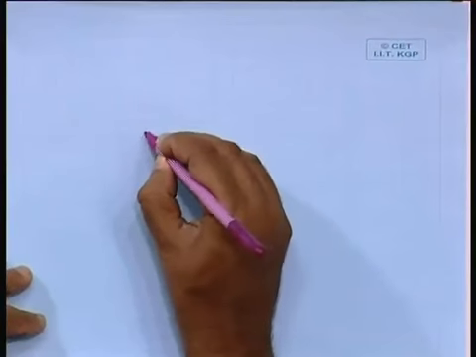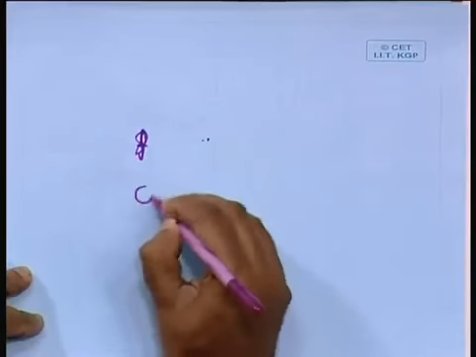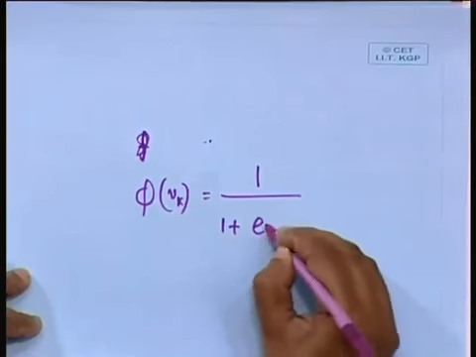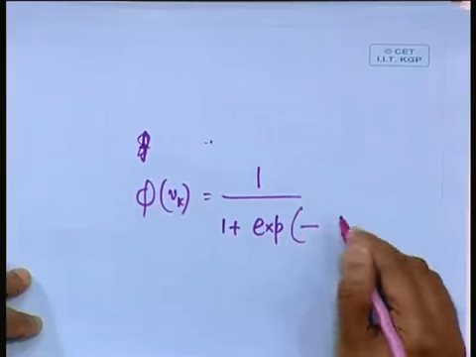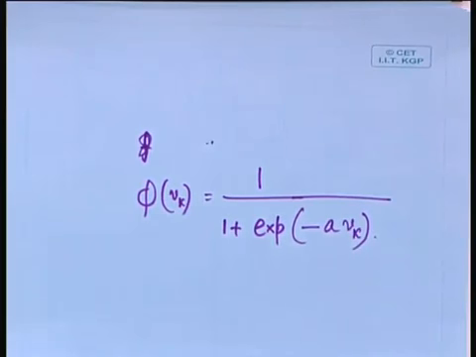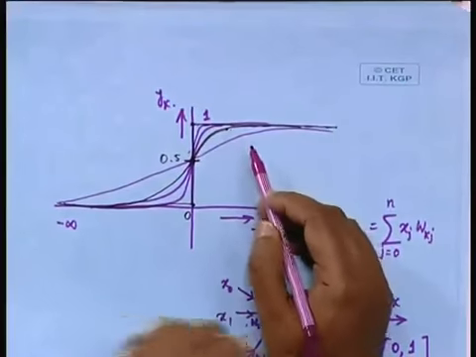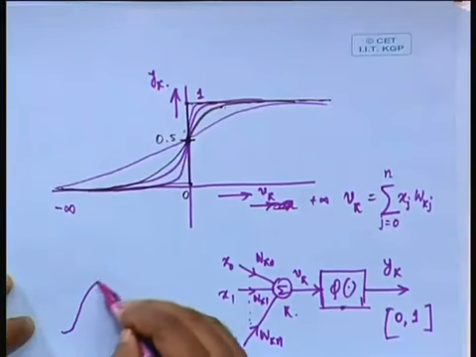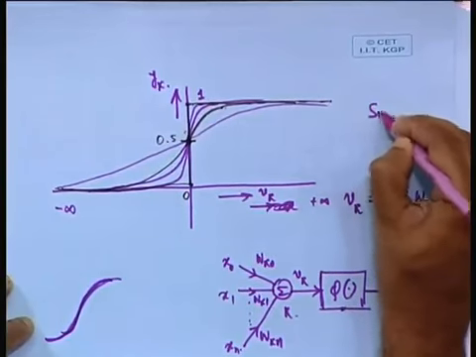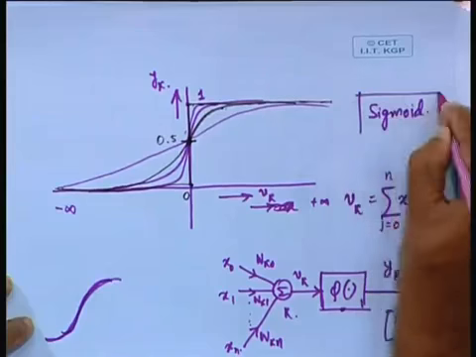And the function that we can think of in order to realize this, we can write it this way: the phi function, phi of Vk, we can write as 1 by 1 plus exponential to the power minus a Vk. If you plot the function, you will get some kind of shape like this. In fact, the shape of this function is somewhat like an S. So that's why this category of functions are called the sigmoid function. These functions are quite popular.